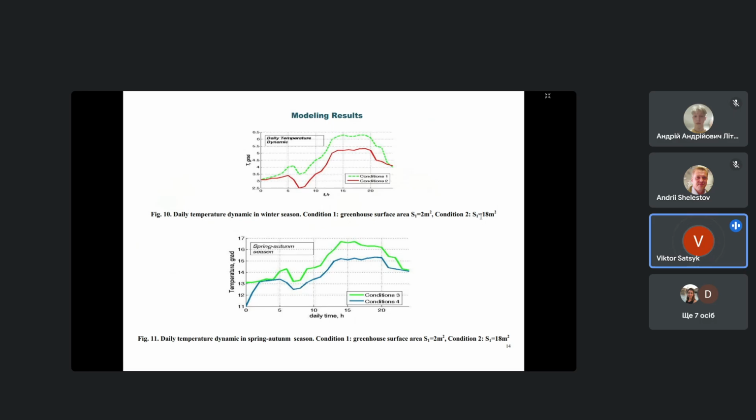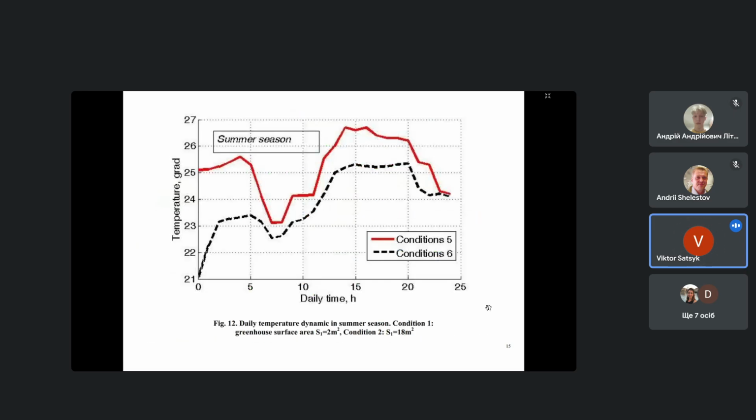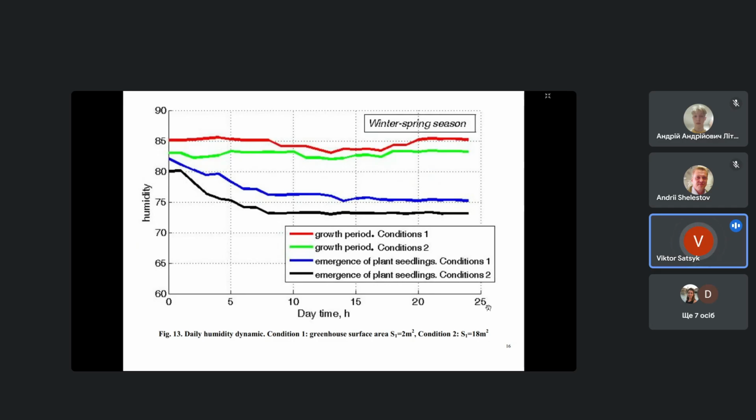On figure 11, we can see daily temperature dynamic in the spring and autumn seasons with the same parameters, the same conditions. Here we can see daily temperature dynamic in the summer season, and here daily humidity dynamic.